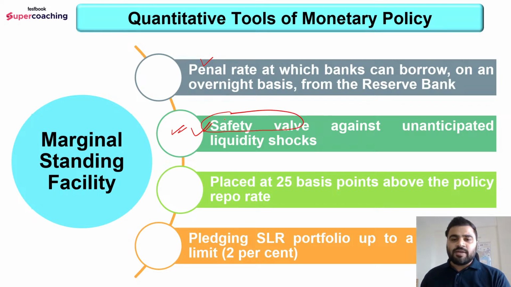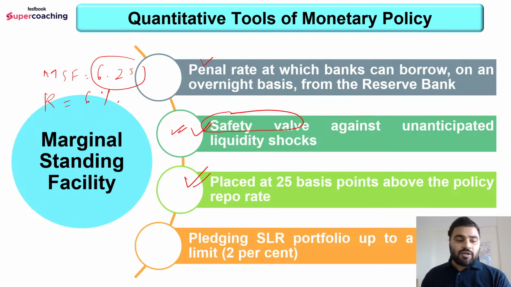So this is a kind of safety valve that is available with the commercial banks, and it is always placed at 25 basis points above the policy repo rate, which means if the repo rate is, suppose, 6%, then MSF will be 6.25%. So this is always placed 25 basis points above the policy rate. Why is this so? Because this is the penal rate of interest, right? That is why it is placed 25 basis points above the policy rate. And it also involves pledging the SLR portfolio up to a predefined limit, 2%, right? We have already discussed the statutory liquidity ratio, which involves cash, gold, and government securities. So the process of marginal standing facility also involves pledging of the SLR portfolio up to a predefined limit of 2%.